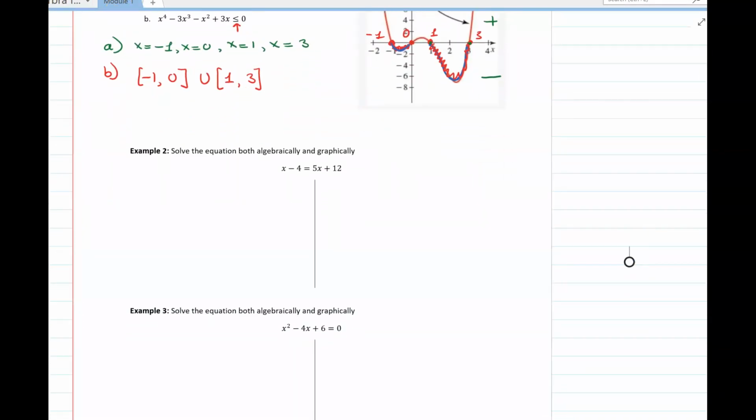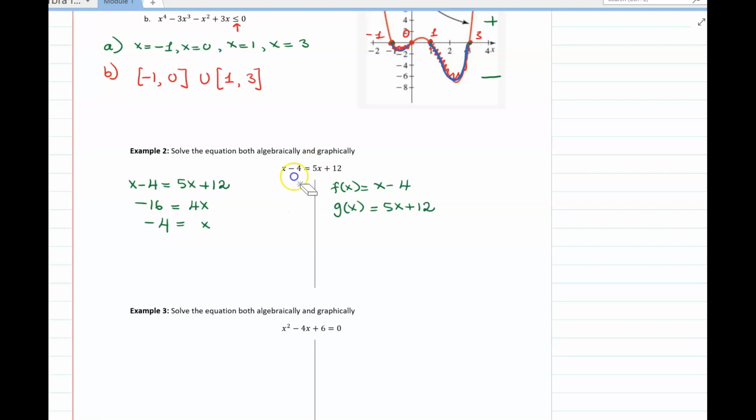So next one, we want to solve the equation both algebraically and graphically. Algebraically, we solve this equation like how we have always been doing. So let's start. x minus 4 equals 5x plus 12. And if we want to do this graphically, let's split this equation in two. Let's call the first part the function f of x equal to x minus 4. And the second is the function g of x equal 5x plus 12.